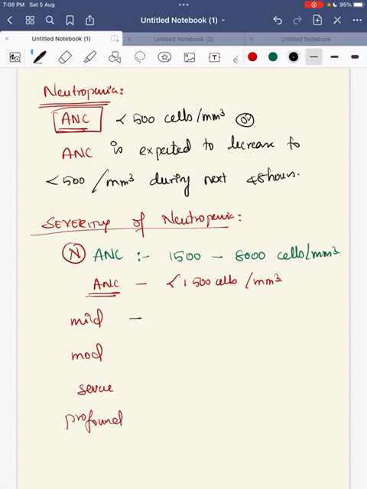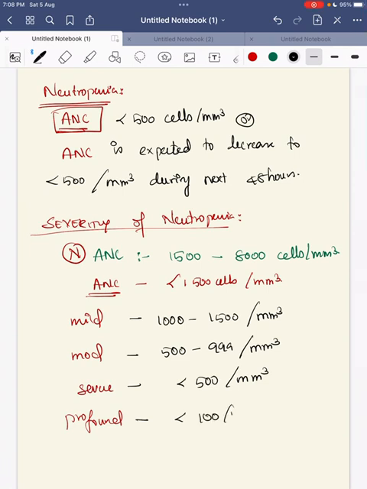Mild is defined as when the ANC, that is absolute neutrophil count, is between 1000 to 1500 cells per millimeter cube. Moderate is defined as 500 to 999 cells per millimeter cube. Severe is when it is less than 500 cells per millimeter cube, while profound neutropenia is less than 100 cells per millimeter cube. This is the severity of neutropenia.